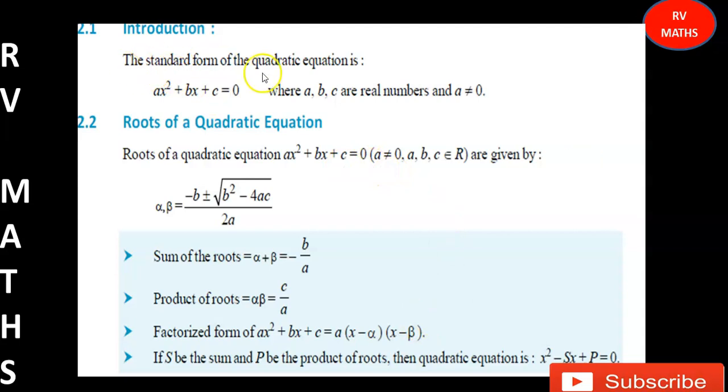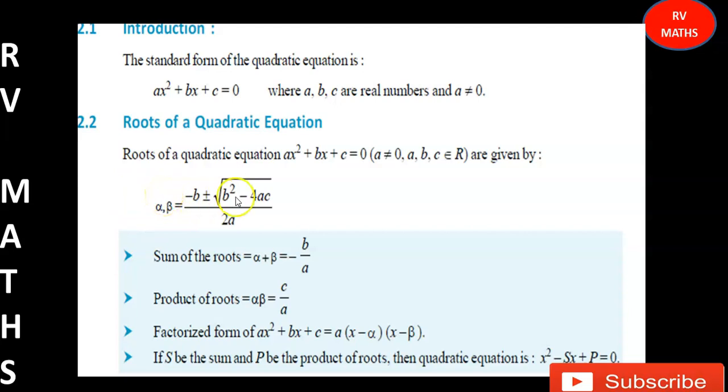Do you know what a quadratic equation is? Any equation of the form ax square plus bx plus c equal to 0, where a, b, c are real numbers such that a is not equal to 0, is called a quadratic equation. Look at the degree of the highest term, which is 2. So any quadratic equation is of degree 2. Since the degree is 2, you will have two roots. Normally we call those two roots alpha and beta.